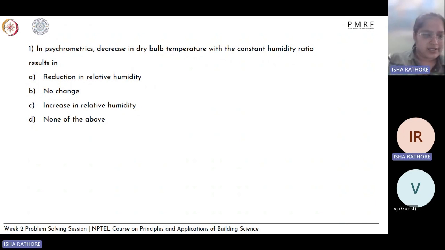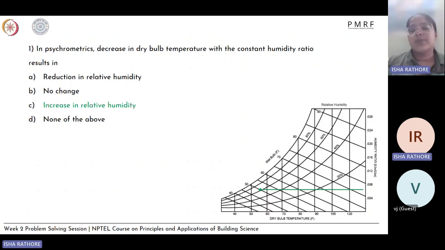Okay, so we have an answer, which is correct. So basically, if you move from a higher dry bulb temperature to a lower dry bulb temperature, that is, you're decreasing your dry bulb temperature while keeping your humidity ratio constant, your relative humidity is going to increase because of these lines. So you go from 20 to 40 to 60 and move towards 100 subsequently. So C is the correct answer, as you correctly stated.